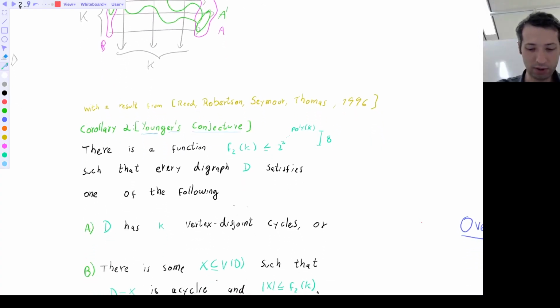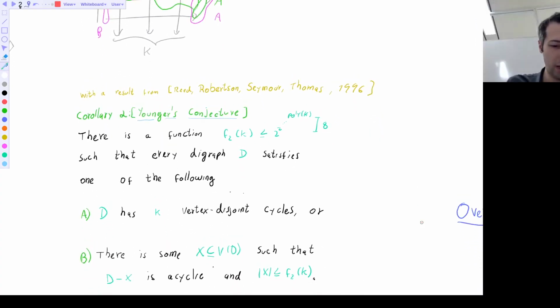And so by applying previous results, we can already get some improvement over what's already known, and we get the following corollary from the theorem above. We can get again some power tower of height 8, such that every digraph satisfies one of the following. Either D has k vertex disjoint cycles, or we can find some set X such that by deleting X from D, we obtain an acyclic digraph, and the set X is not very large. By not very large, I mean it's some function of k.